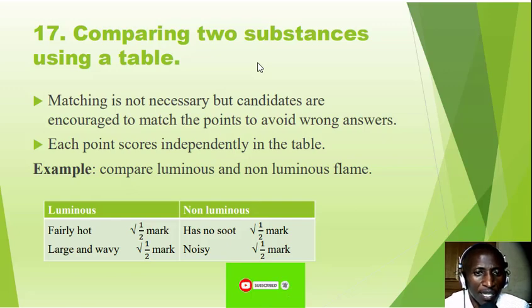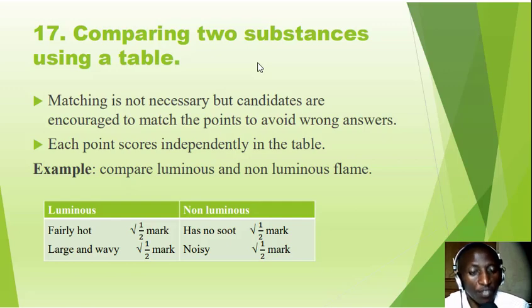I've given an example where a student is comparing the luminous and the non-luminous flame. So we would expect, if you are comparing the level of hotness, that the luminous flame is not very hot, while the non-luminous flame is very hot. If you are comparing the size and the shape, the luminous flame is large and wavy, while the non-luminous flame is usually small and steady. If you are comparing the aspect of producing soot, then the luminous flame produces a lot of soot, while the non-luminous flame does not produce a lot of soot. Indeed, it has no soot, and so on.